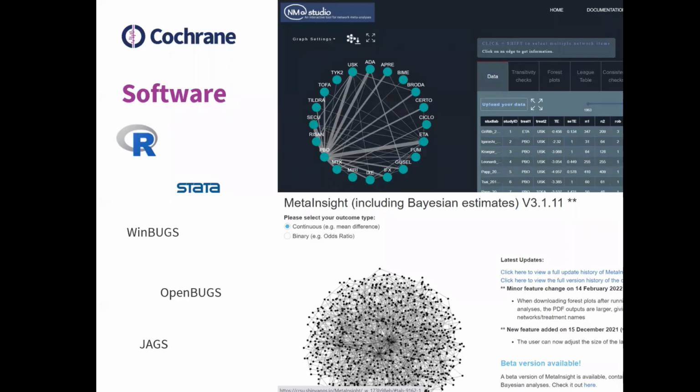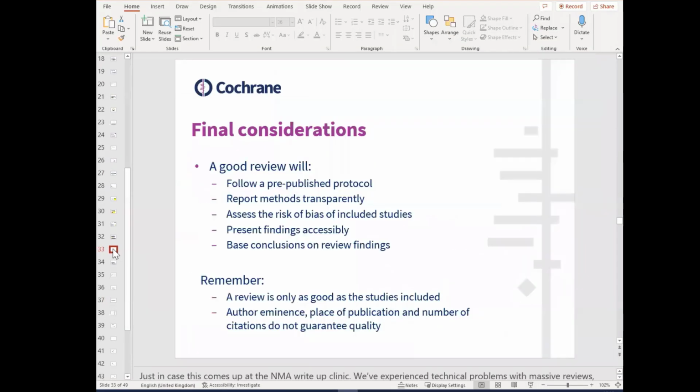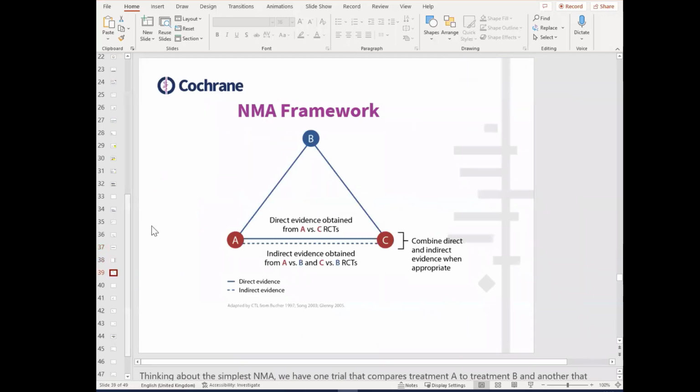Is there a minimum number of articles required to conduct a network meta-analysis? So I've got a slide at the end. I wonder if I could just jump to that. Sorry, I'm just trying to find it. So hopefully you can see this diagram here. Rachel, let me know if there's a problem.